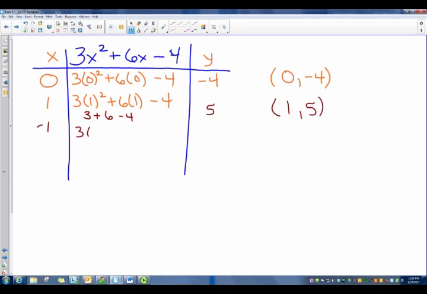Okay, so I got 3 times negative 1 squared plus 6 times negative 1 minus 4. Go ahead and solve this. So negative 1 squared is 1, times 3 is 3. 6 times negative 1 is a negative 6, minus 4. So 3 minus 6 is negative 3. Negative 3 minus 4 is negative 7. So my point would be negative 1, negative 7.